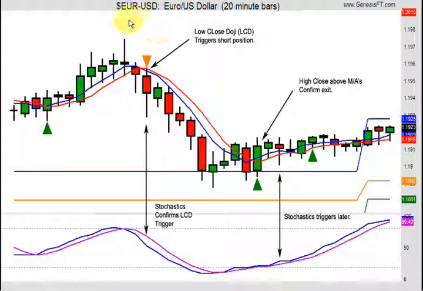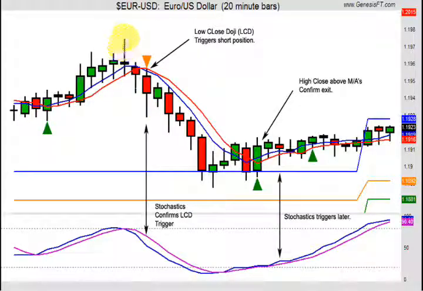Here's another example of the low close doji, especially using our stochastics. Notice here we have the doji. We have a low close doji. The market, the very next candle, does not close below the doji low, but it does so here. Notice that our Genesis software package triggers a sell for us. So we're alerted by an orange arrow pointing down that we have a sell signal.